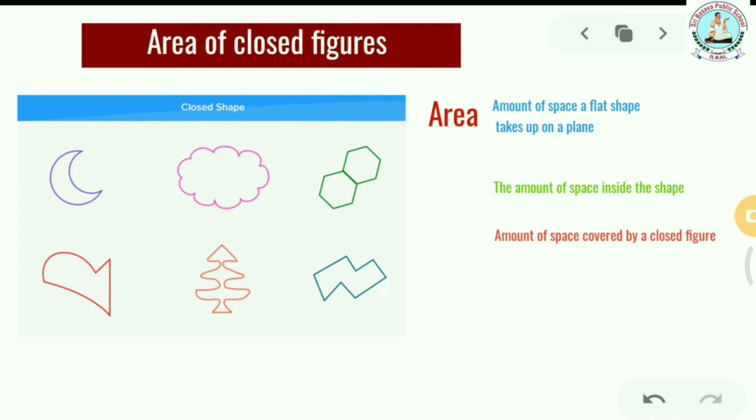So area can be defined in three ways. One is the amount of space a flat shape takes up on a plane. So this is the plane, right? It can also be defined as the amount of space inside the shape. This is the amount of space within this shape. And it can also be defined as the amount of space covered by a closed figure. If you consider this one as the closed figure, then the amount of space inside it, or covered by this shape, is its area.